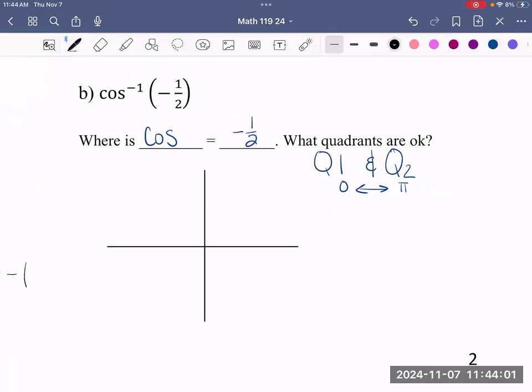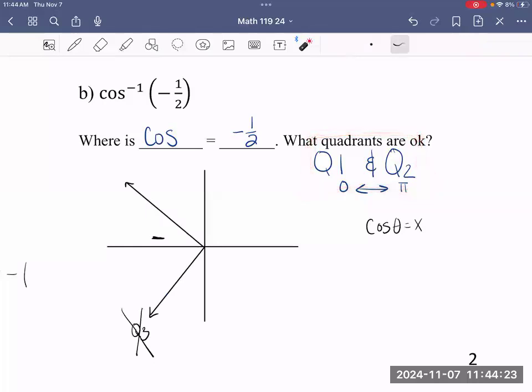So if we need now a negative cosine theta is equal to x, we're looking for an x coordinate that is negative. That means we're either working with quadrant 2 or quadrant 3. But we cannot be in quadrant 3, because we have to hover between 0 and pi, quadrant 1 and quadrant 2. So our answer must be in quadrant 2.